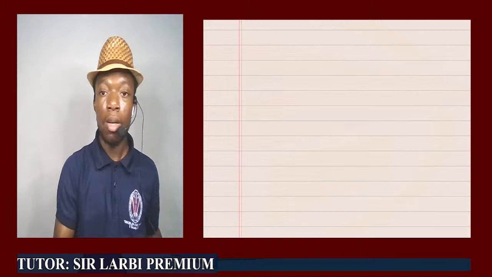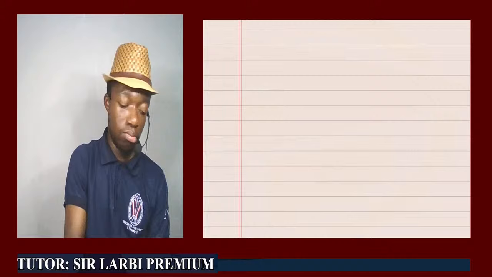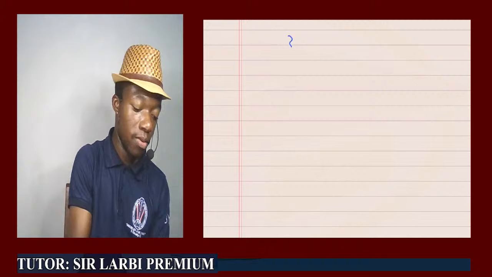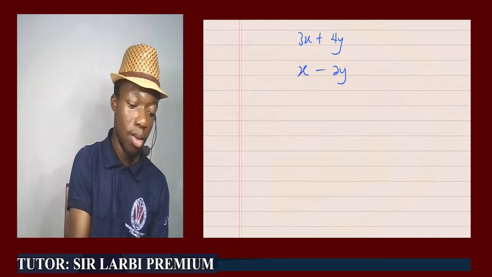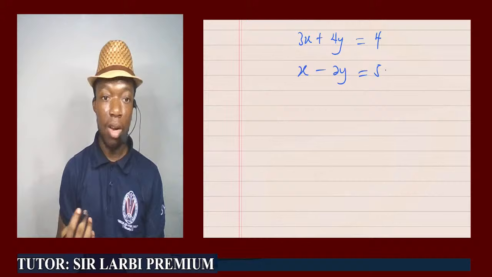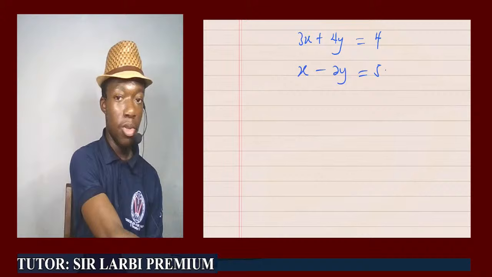All right. So if you have something like this, let me create a scenario. So let's say we have 3x plus 4y. Okay. And then we have, let's say, x minus 2y. Here is equal to 4, and here is equal to, let's say, 5. It's just random numbers. Okay. To deal with the Cramer's rule approach, all that you want to do is to rewrite this in matrix form. So by writing this, you have what?